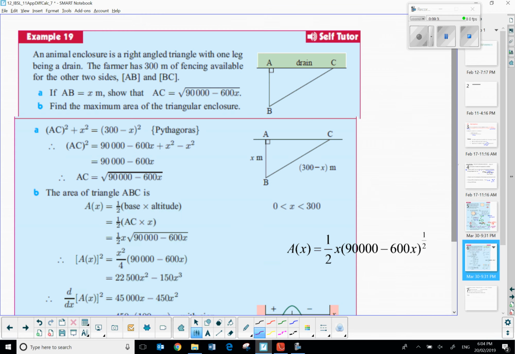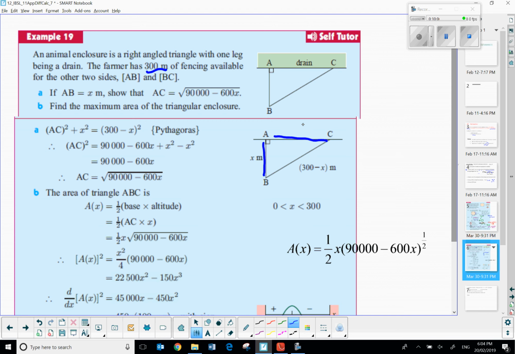The other example is this one where you've got a set amount of fencing. Have a quick read of it. Pause the video if you need to. We've got 300 meters of fencing. We've got 2 sides, and we want to say, well, what's the maximum area we can get with our 2 sides? To maximize the area of a triangle, we're going half base times height. So this is our base, there's our height.